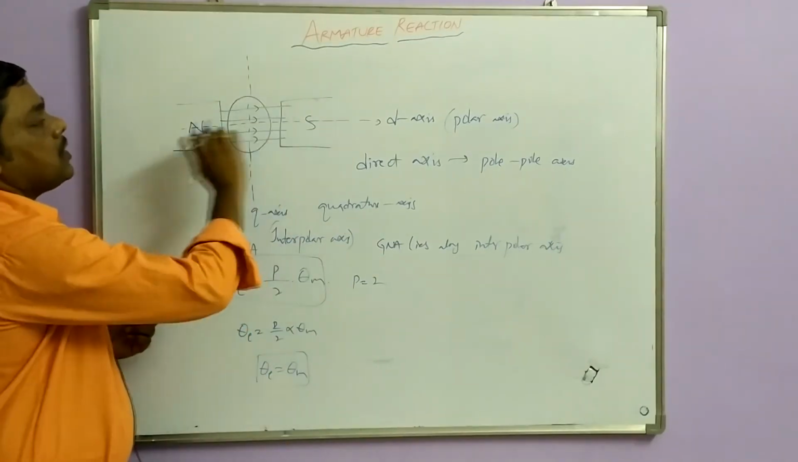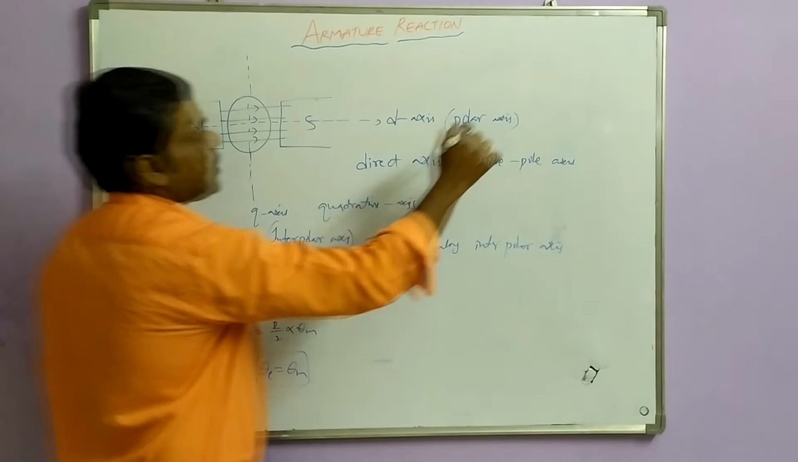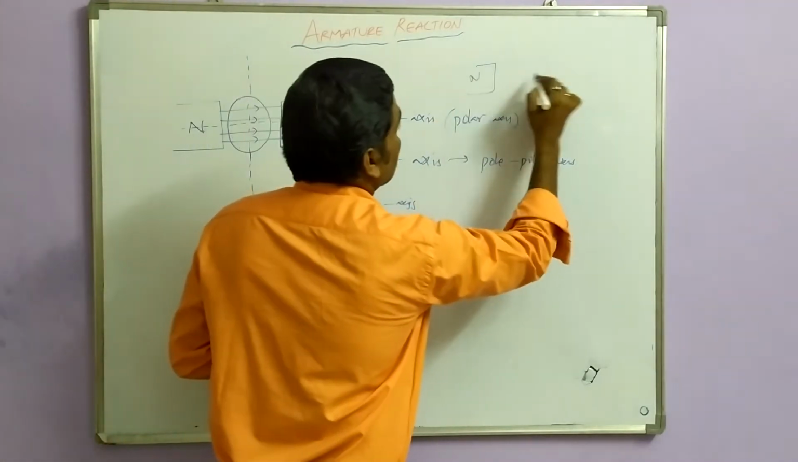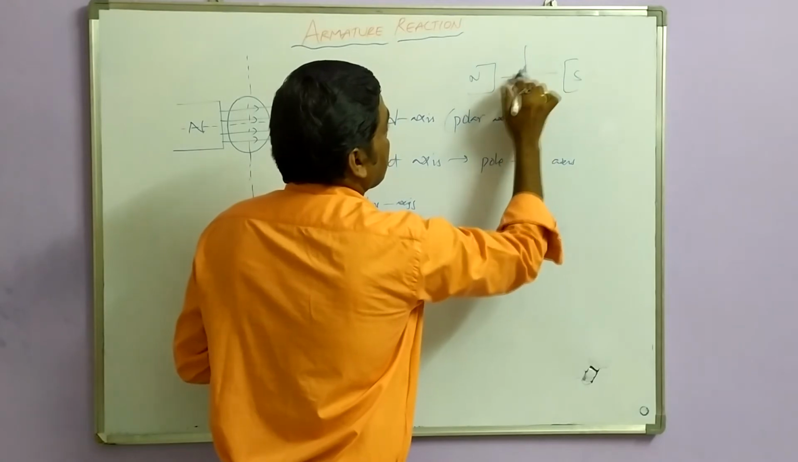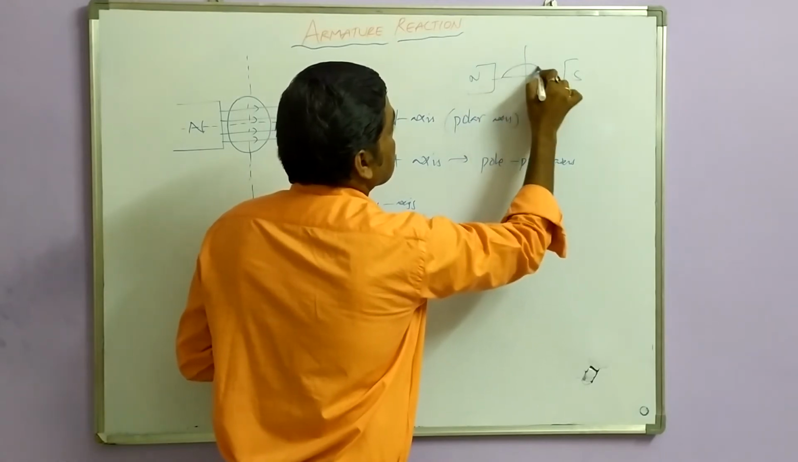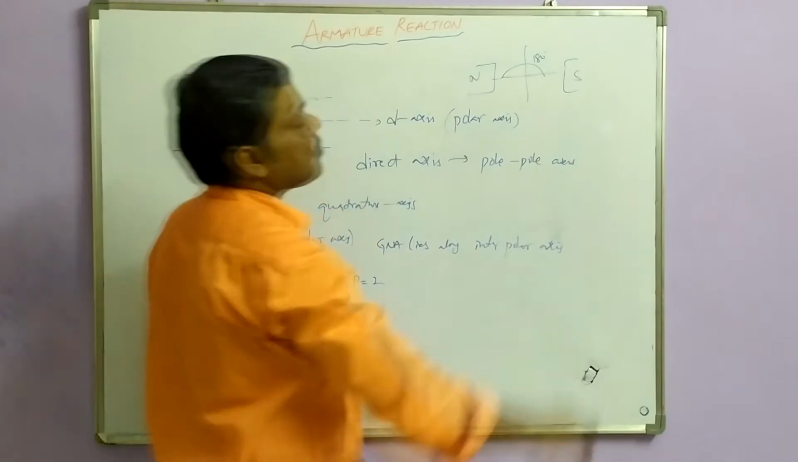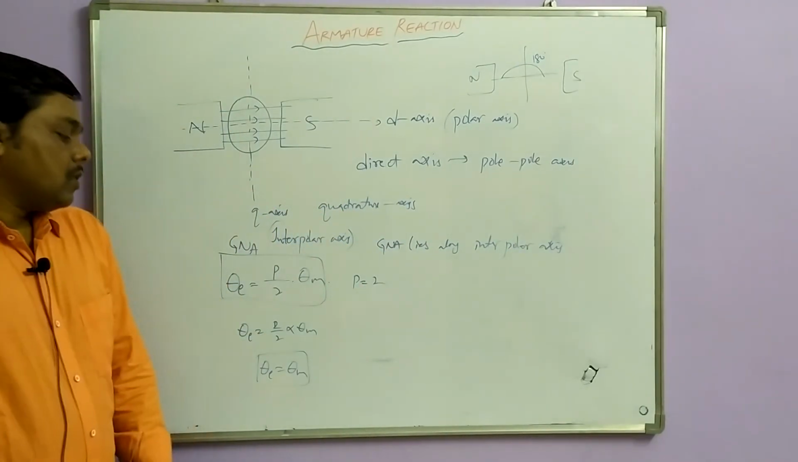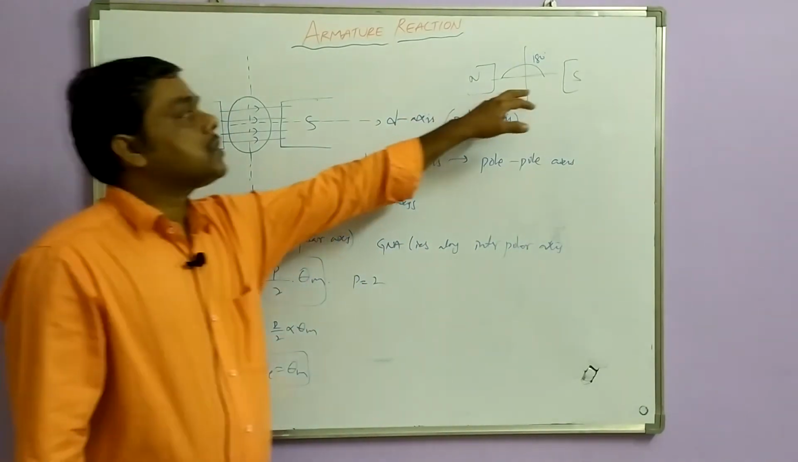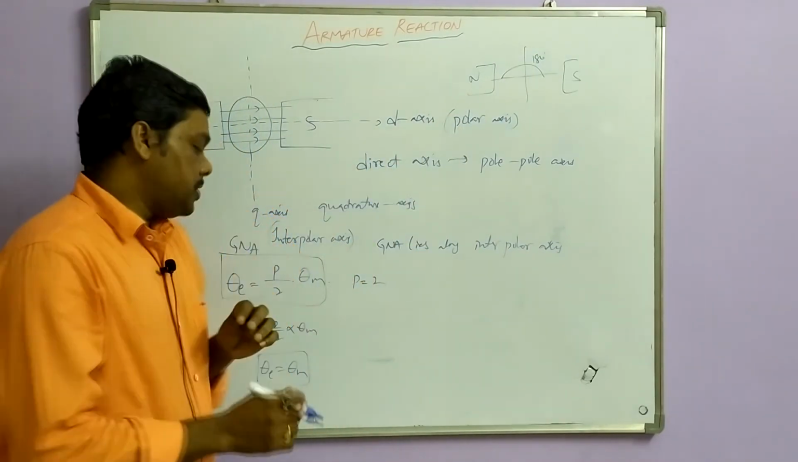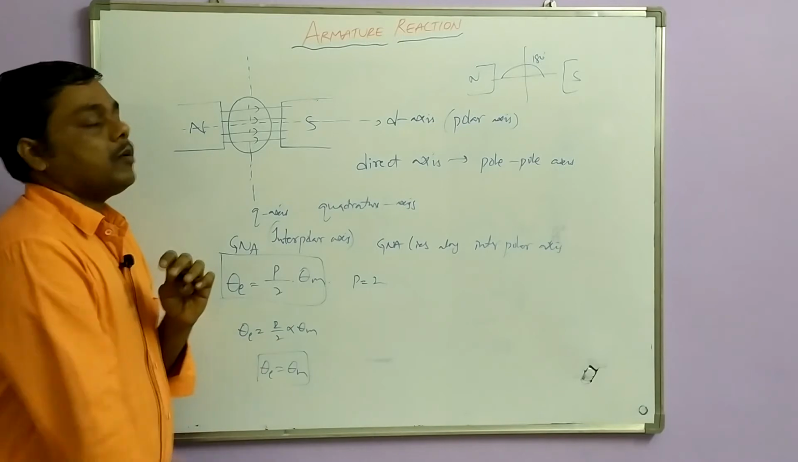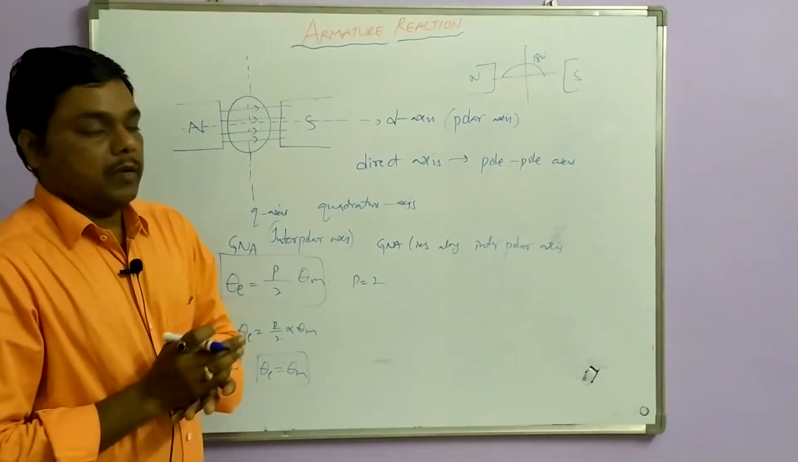So whatever the distance between these two, you can see here this is the north pole and this is the south pole, and this is the direct axis, the polar axis. Now what is this distance? This is equal to 180 degrees. Theta electrical is also the same as theta mechanical. So for a two-pole machine, theta electrical and theta mechanical remain the same.